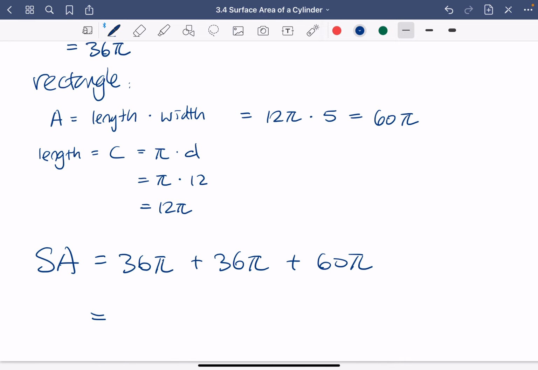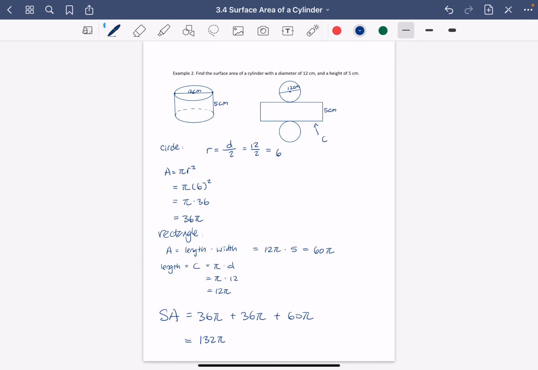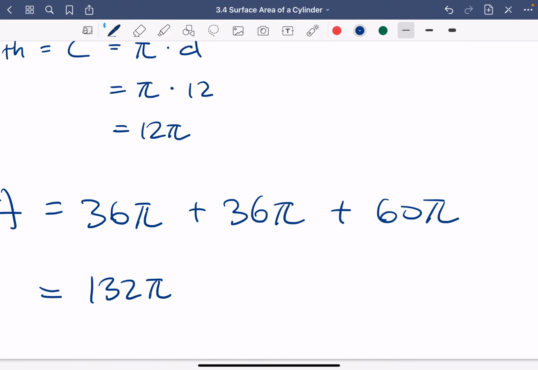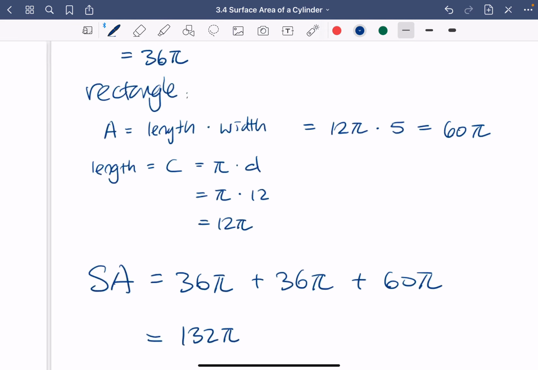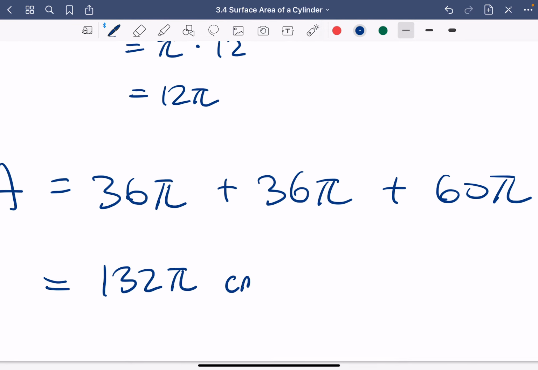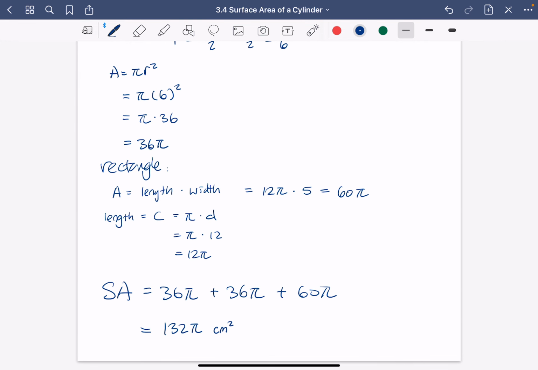So 36 plus 36 plus 60, which is equal to 132 pi. And what is the unit? It's area, so the unit will be unit squared. And the unit they used here is centimeter, so it will be centimeter squared. There we go. And if you guys don't like to have pi in your answer, we can change that.